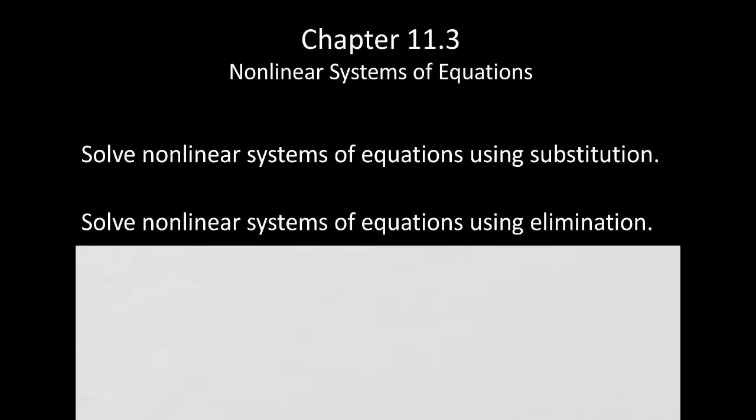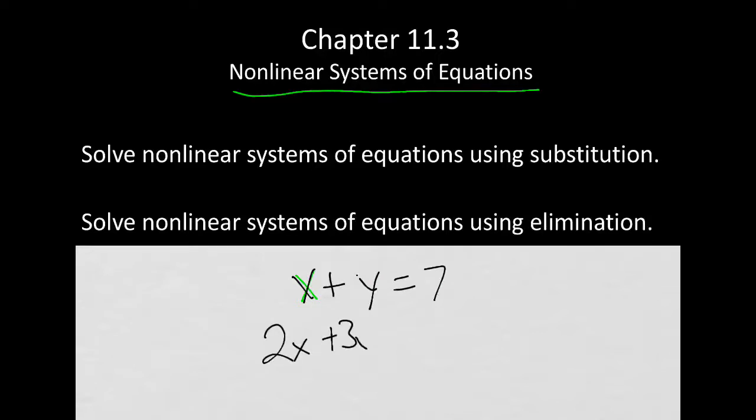Chapter 11.3, what we're looking at today are nonlinear systems of equations. Now, you might remember us looking at systems of equations before. So x plus y equals 7, and 2x plus 3y equals 12. And then we could do elimination, we could do substitution. There were other things that we talked about doing to solve a system of equations.